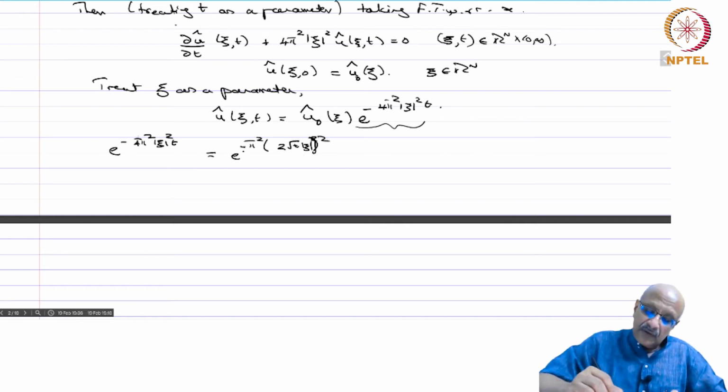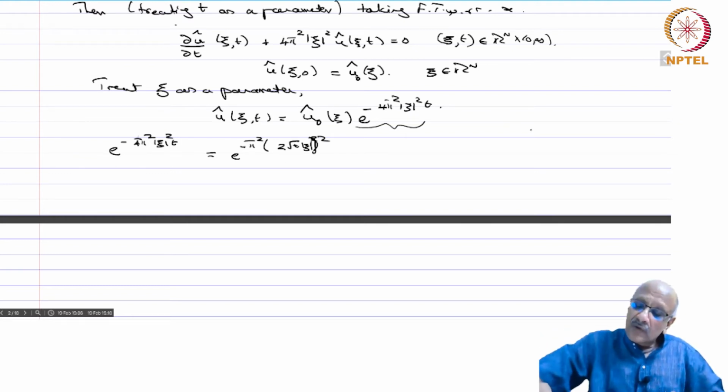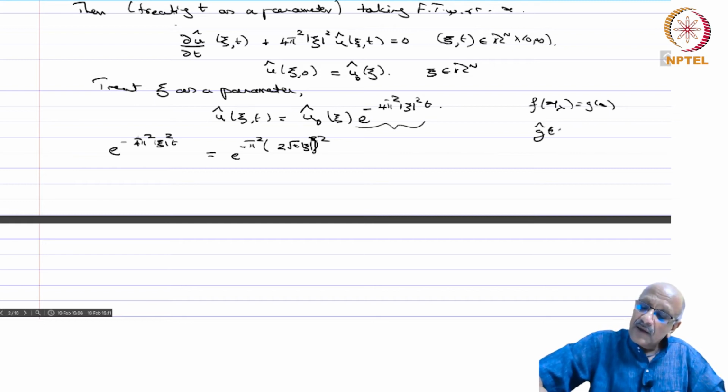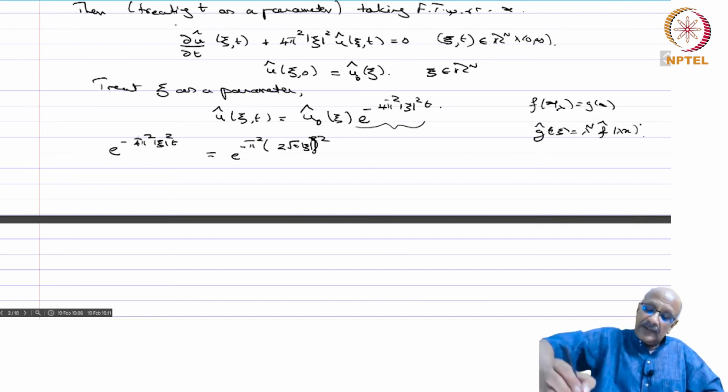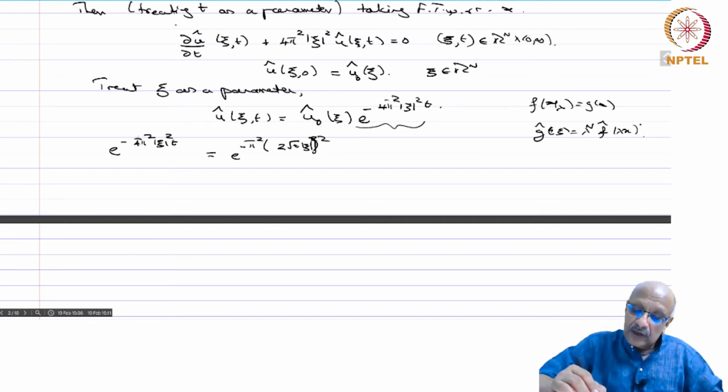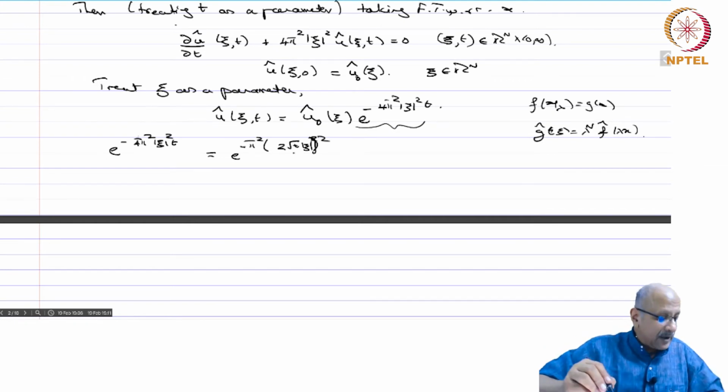4t pi square is minus pi square, so it's e power minus pi square, and instead of xi square you have 2 root t. So it's like scaling the e power minus pi square by some lambda. We have already seen that if you have f of x by lambda equals g of x, then g hat of xi is lambda power n times f hat of lambda xi. Okay, so lambda here is 1 by 2 root t, that is, we are taking lambda as 1 by 2 root t.